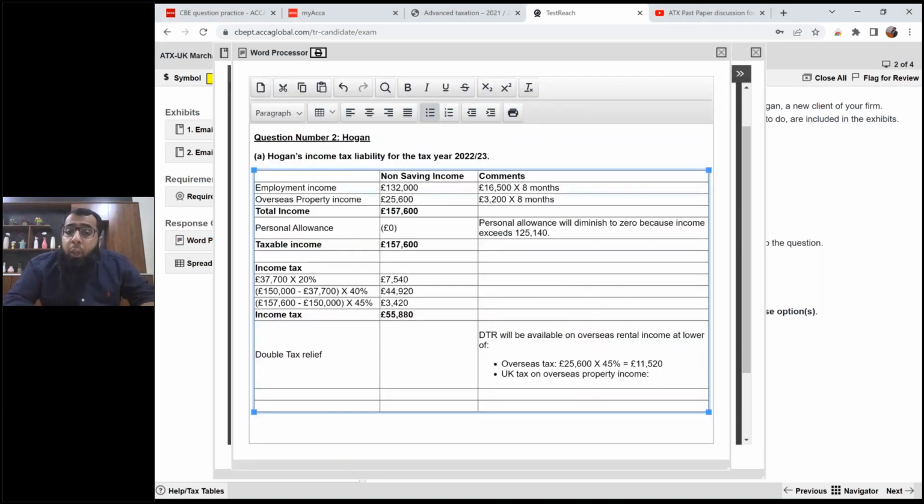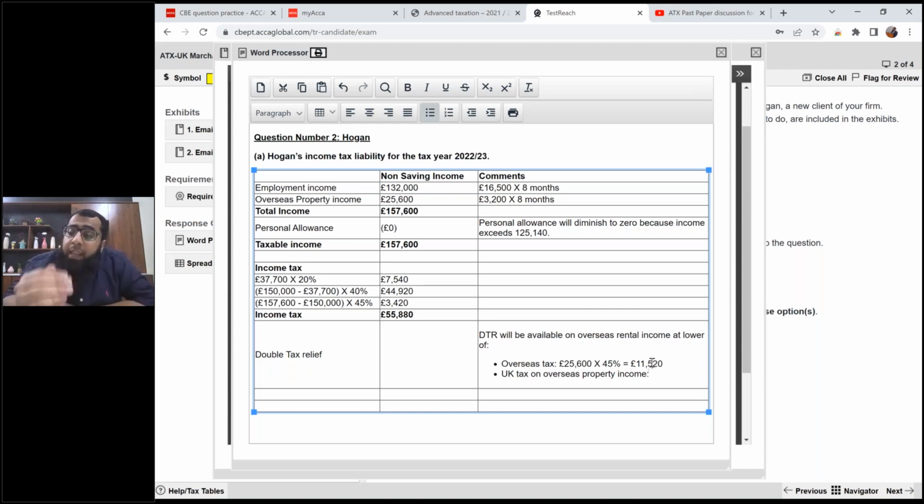Now you are done with employment income, overseas property income, total income. The personal allowance was diminished to zero because the income was exceeding the 100,000 breaker by 25,140. Then we calculated the tax. Now we are going for UK tax. Now see, this is one of the areas where students make a slight error. But believe me, this is very easy if you look at it carefully.